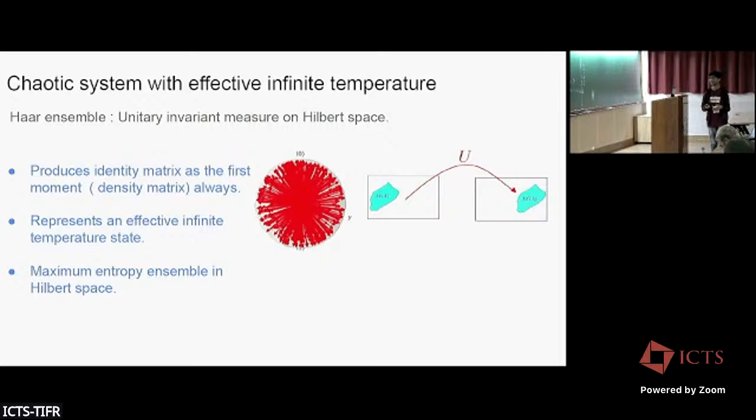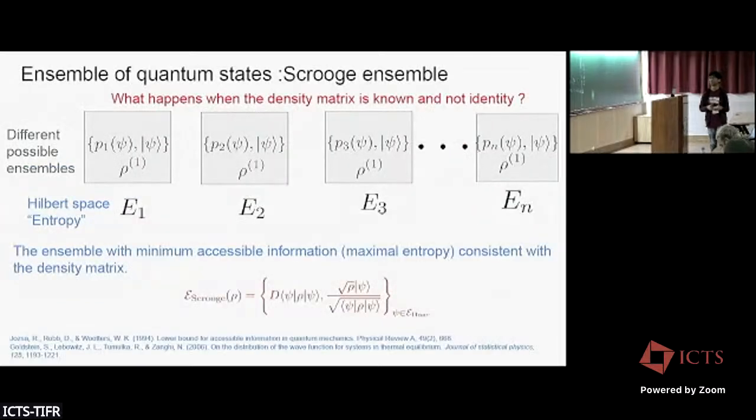In that case, you have a density matrix which is not identity. And as we discussed earlier, for a given density matrix rho 1, you can have many, many ensembles. Now, the natural expectation would be that the quantum state ensemble that you are getting will be maximum entropy. But which one out of them is maximum entropy? That is given by the Scrooge ensemble.